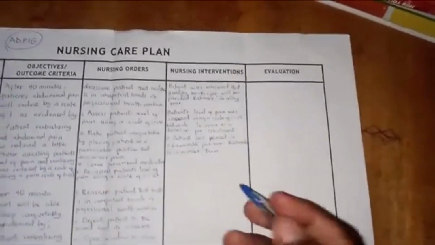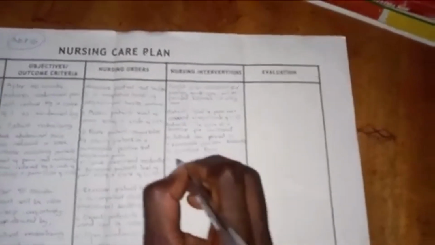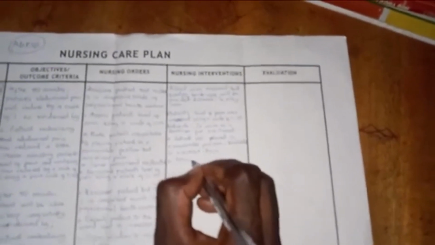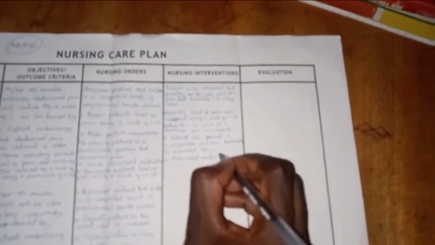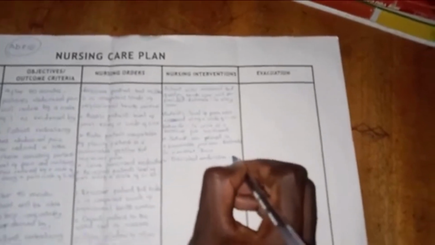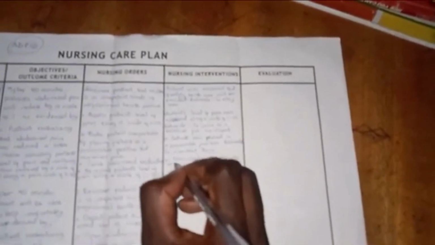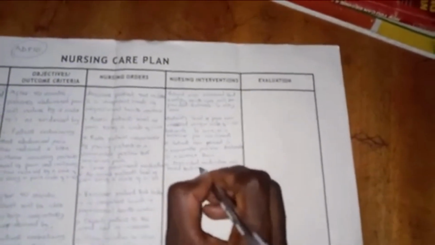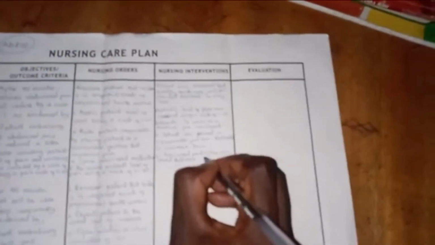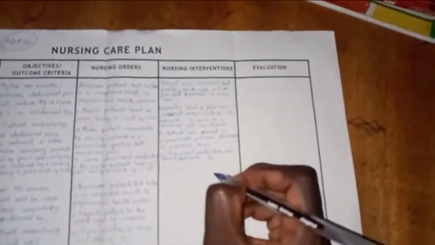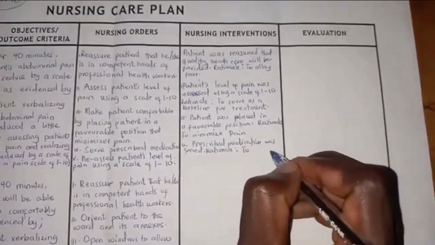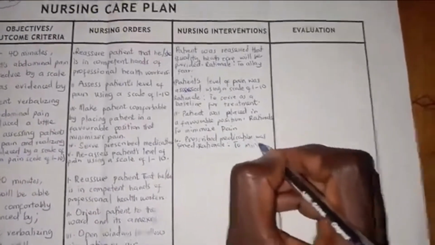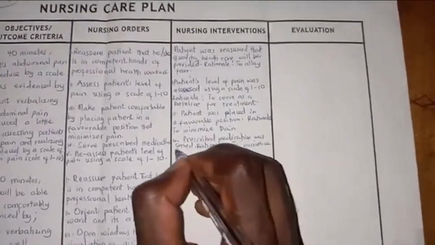Now, self-prescribed medication. So, prescribed medication was served. Now, what was the rationale? To also minimize pain. So, to minimize pain.